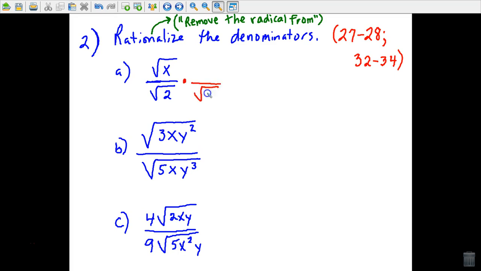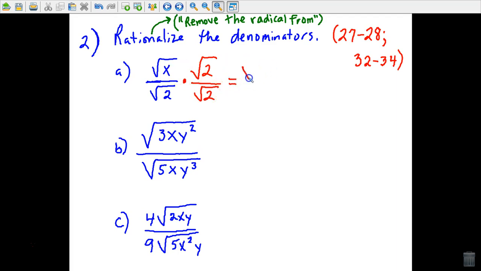For square roots, that's pretty easy. I'm just going to multiply by whatever the radical is in the denominator. And I'm going to multiply both the top of the fraction and the bottom. So in essence, I'm multiplying by 1. Any number, and that includes radicals, any number divided by itself is just 1. So always remember, you're really multiplying by a fraction that equals 1, but it will just be whatever the radical in the denominator is over itself.